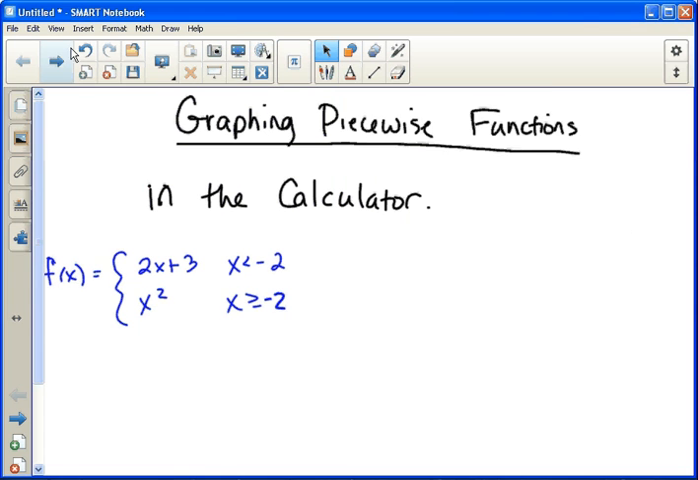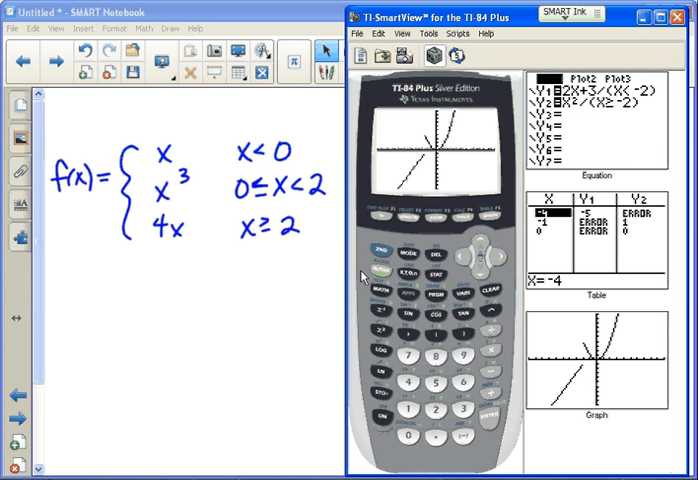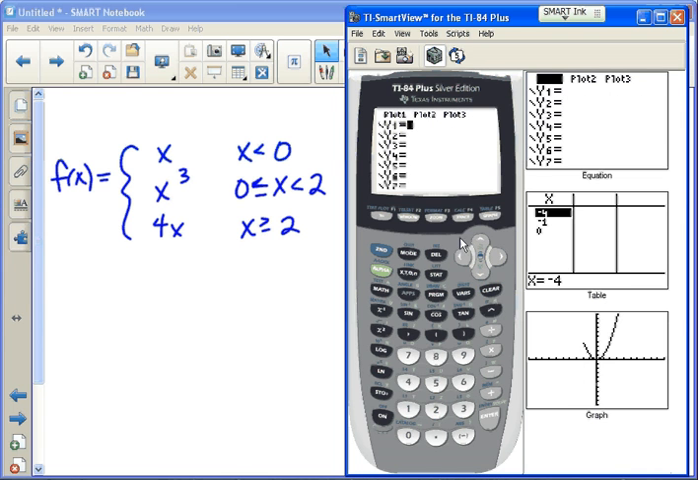I'm going to look at this equation. Now this one has 3, so this one's going to require us to do it a little bit differently. So if I go back to y equals, we'll just clear out the 2 we have there. And since I have 3 equations, I'm going to use y1, y2, and y3. So first, in y1 I have x, and I do divided by, parentheses, x, second test, less than is the fifth one down, 0. Close the parentheses. So we hit enter.